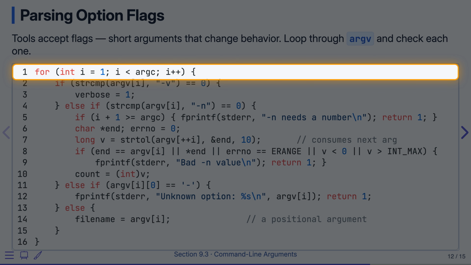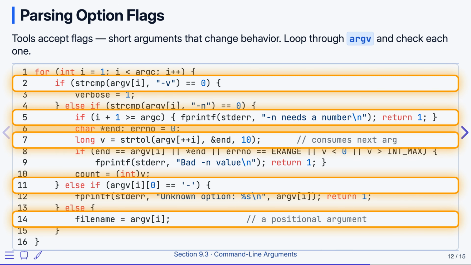Many tools accept flags, short arguments that modify behavior, like ls -l or ls -a. You implement them by looping through argv and checking each argument. If the argument is -v, we set the verbose flag. If it is -n, then the next argument is its value, so we check that a next argument exists, then advance i to consume it.